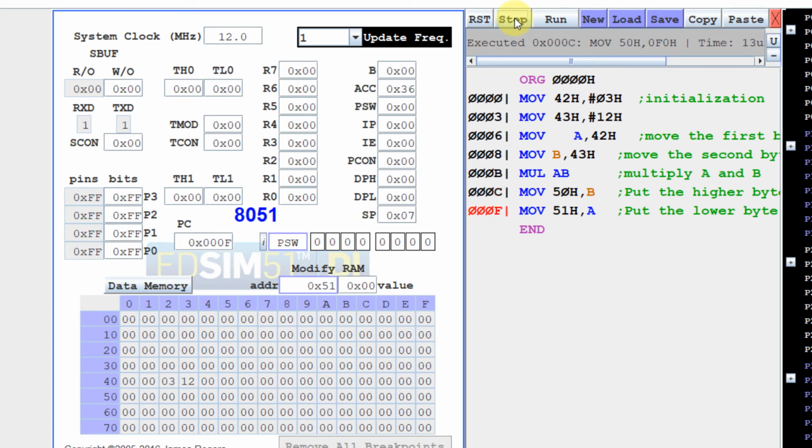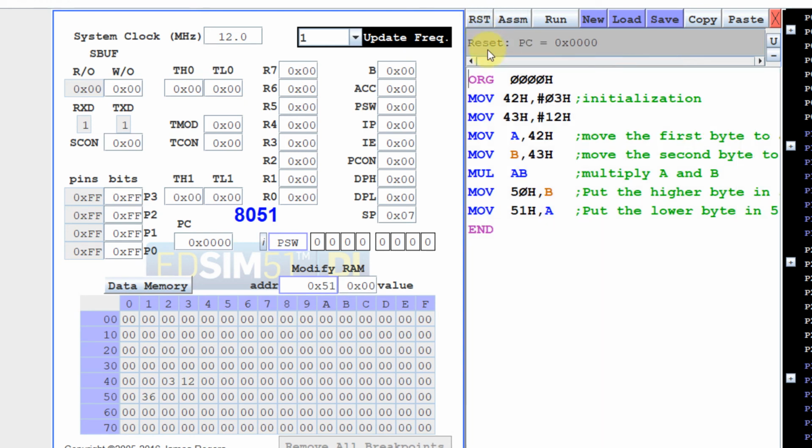For 50H we have put the value of B. So 00 has gone to 50H, and with the next instruction the value of A goes to 51H, and 36 has gone to 51H. So you are multiplying the numbers in the 42 and 43 memory locations, the numbers 3 and 12, and the multiplication result is 0036, that is the answer. So that explains the whole operation of multiplication.